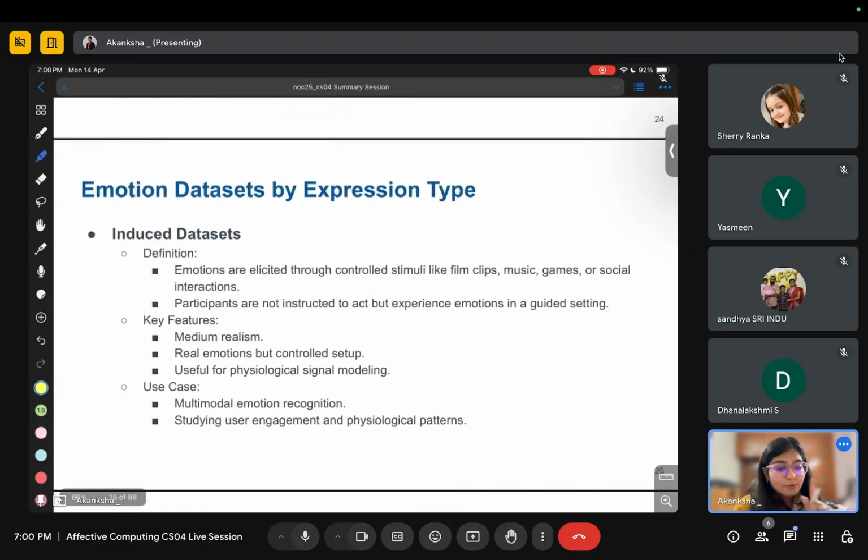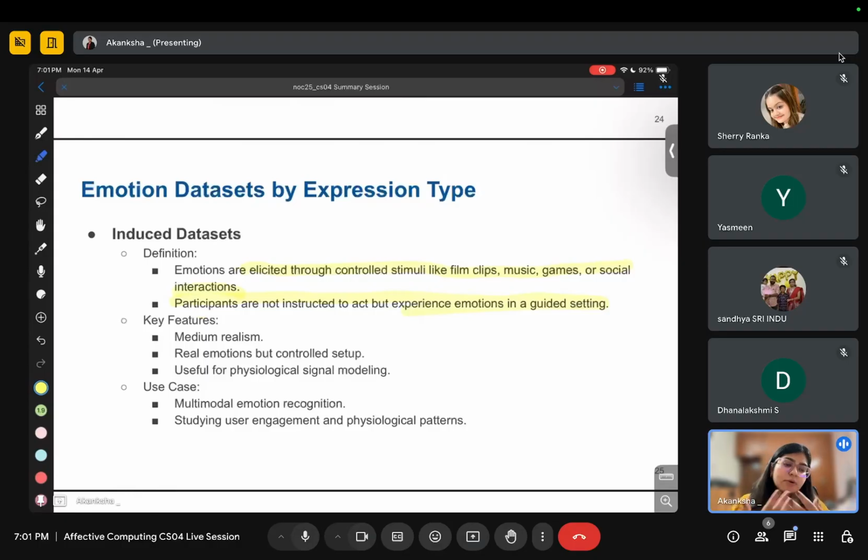ठीक है. Then okay, second one is induced. Induced is the same as passive or active. Like inducing emotions, how can we do that? Using active methods or passive methods. ठीक है. That we just discussed before. Now induced data sets are controlled through stimulus like film clips, any kind of pictures, but it is not forcing you, it is in a guided setting. ठीक है. So you are coming to a setup, let's say in a lab, there is a PC setup, you sit there, there is a camera in front of you, you're watching something, and it is capturing you.